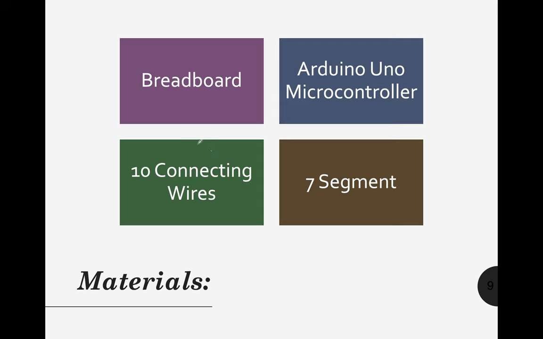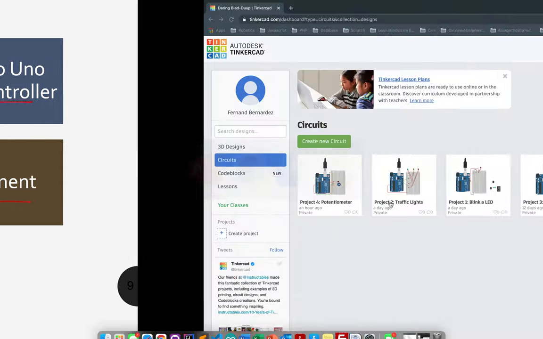Okay, so we need to use a breadboard, of course, the Arduino Uno microcontroller. We need to use 10 connecting wires. So expect that the wires will get tangled. And aside from that, it's the 7-segment. So let me show you right now.